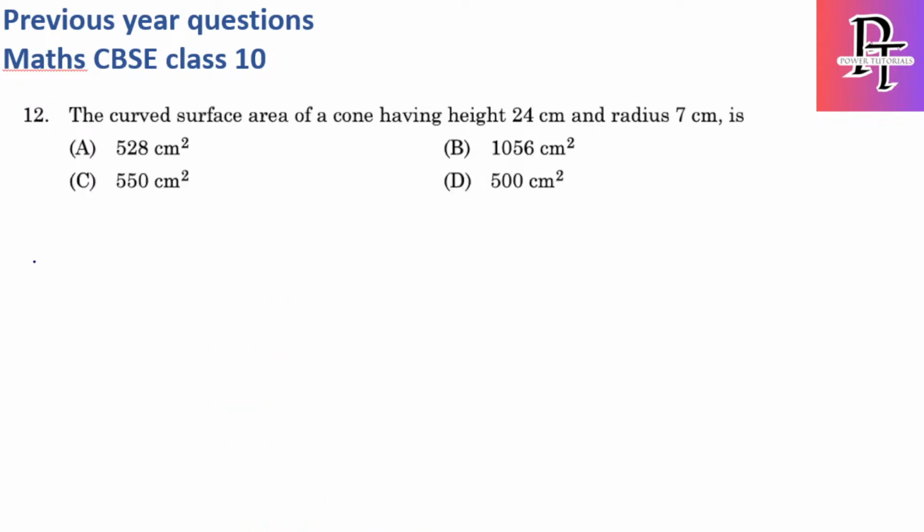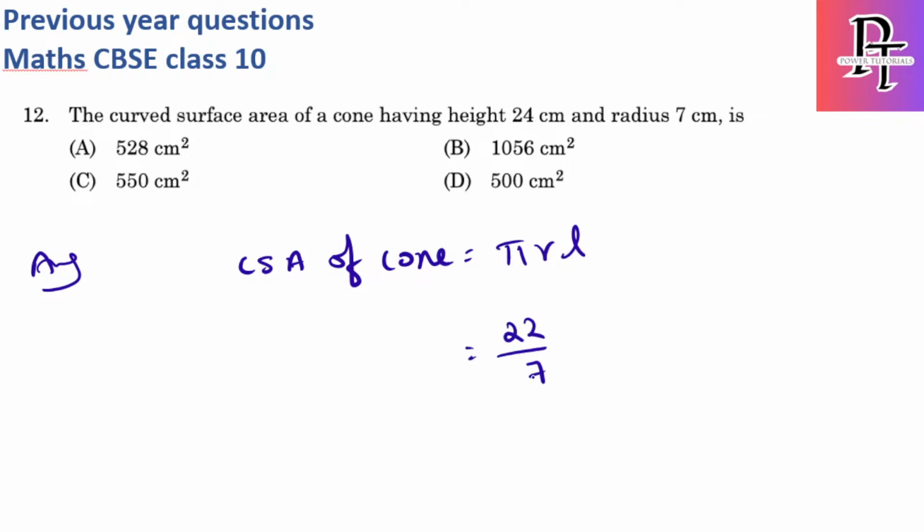Let's move to the 12th one. Find the CSA of a cone having height 24 and radius 7. CSA of cone formula is pi r l. So pi, they haven't mentioned any value, so we have to use the value mentioned in the instructions, which is 22 by 7. R value is 7. L is the slant height. Height we know is 24, radius is 7. So this becomes root of 24 square plus 7 square.